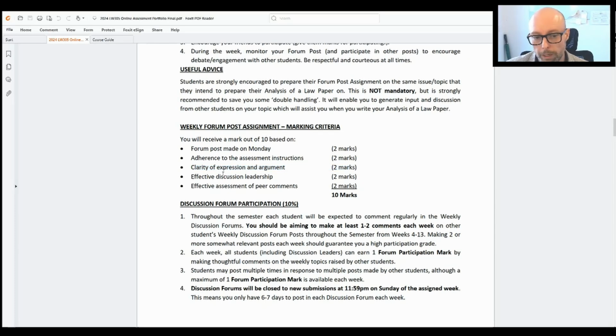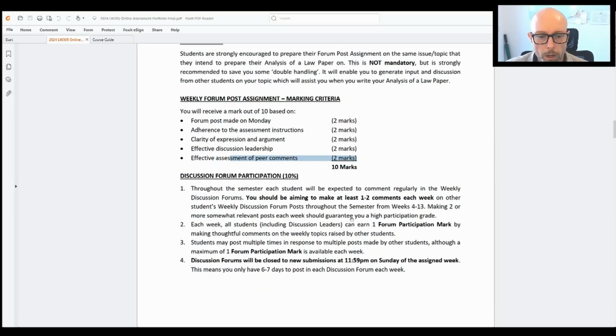If you effectively lead discussion, that's 2 marks. And if you actually assess everybody, that's 2 marks. Each week you will earn a scaled 1 mark. It'll be marked out of 2, and there's reasons for that.